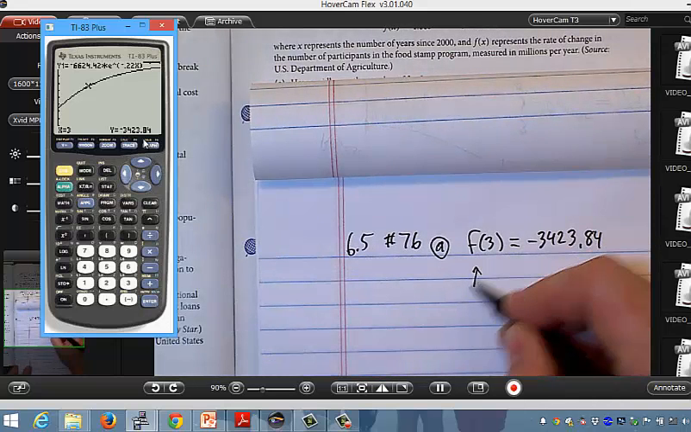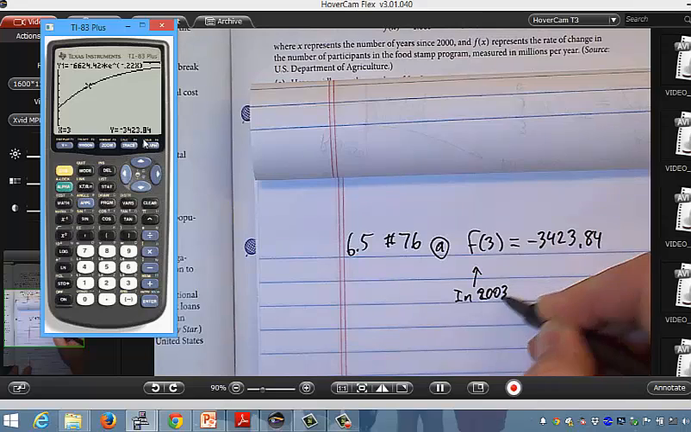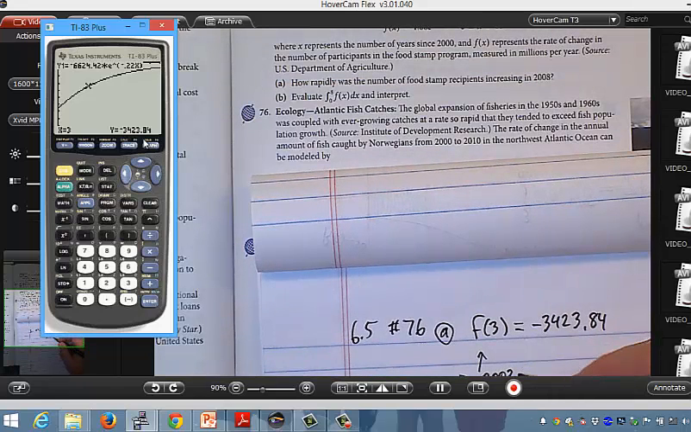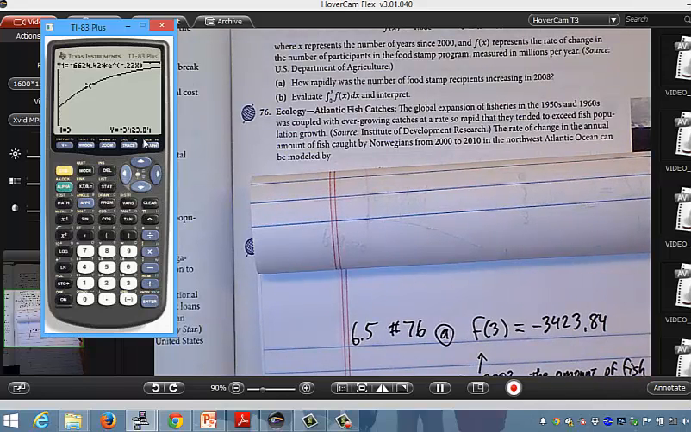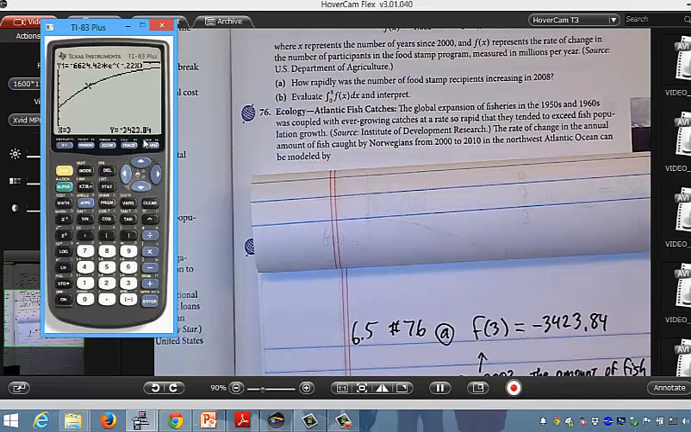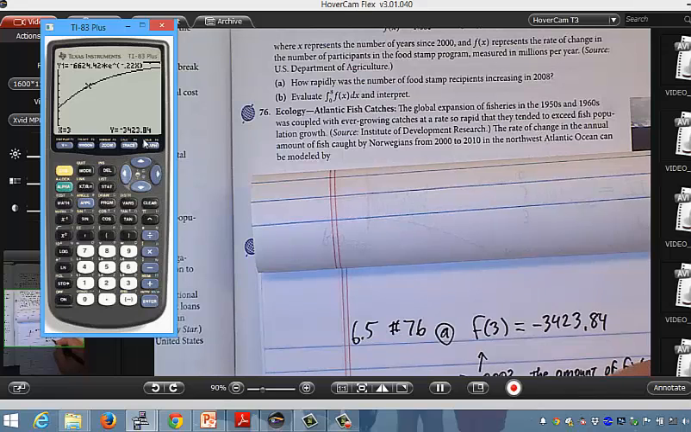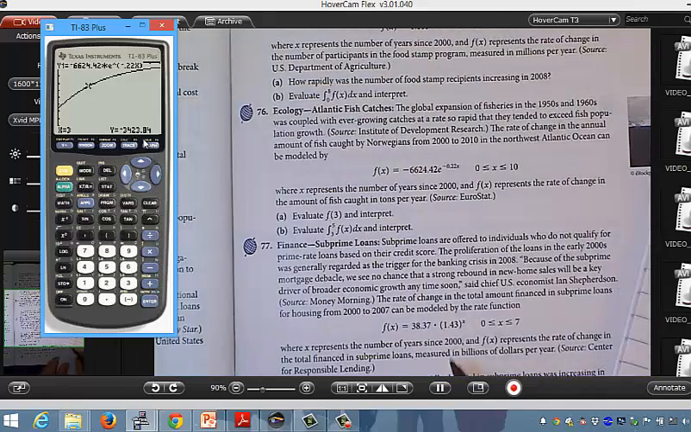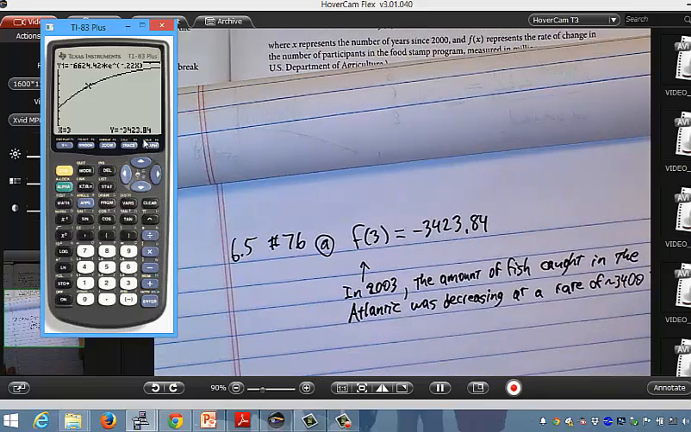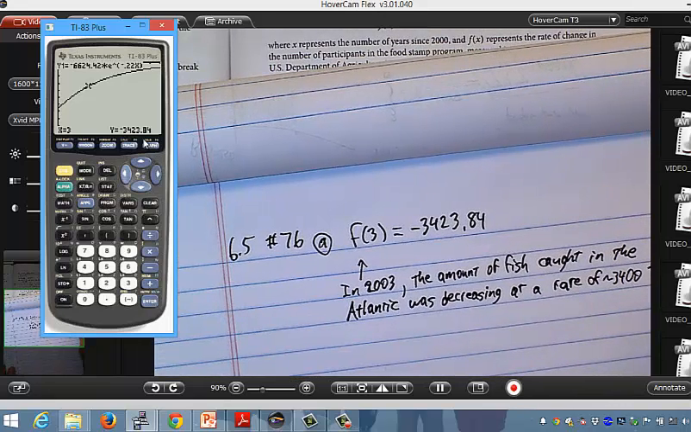So I would say in 2003, the amount of fish caught in the Atlantic was decreasing at a rate of, I'll say approximately 3,400, and it's tons per year. So there's part A.